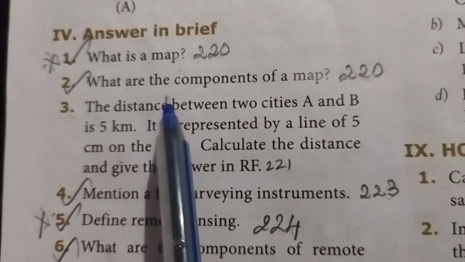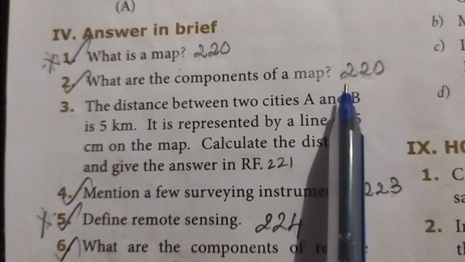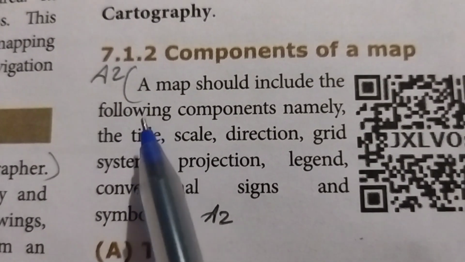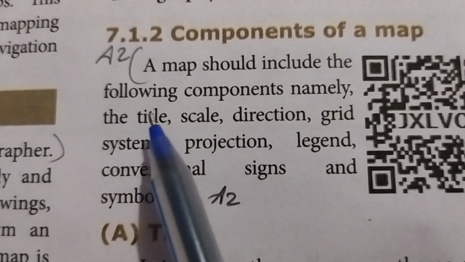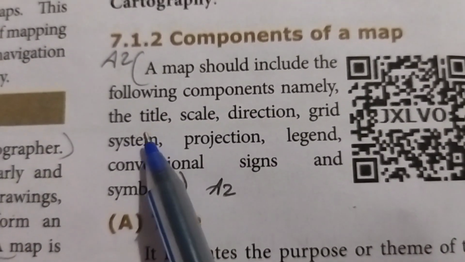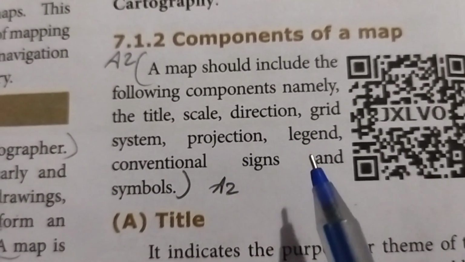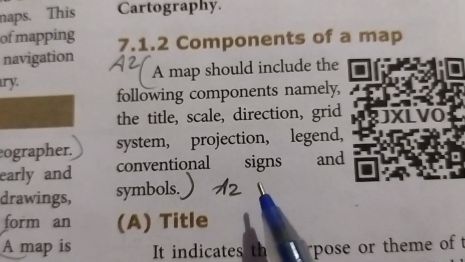Second question, what are the components of a map? Take page number 220. Components of a map. A map should include the following components, namely the title, scale, direction, grid system, projection, legend, conventional signs and symbols.